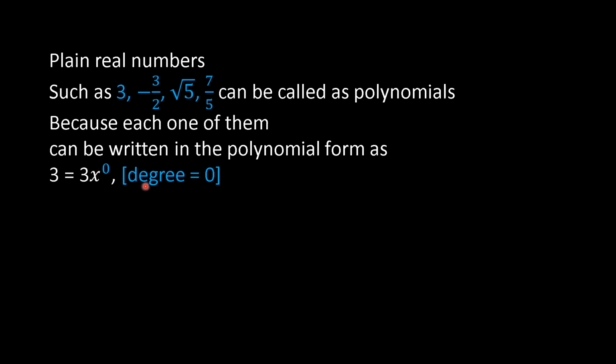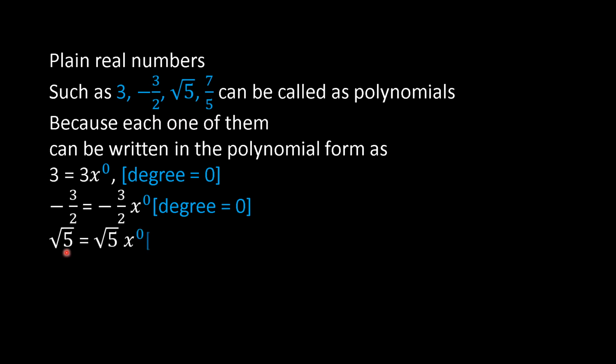Here, the degree of this polynomial is 0. −3/2 can be written as −(3/2)x⁰. Here also the degree is 0. √5 can be written as √5 x⁰. The degree is 0 here. And finally 7/5 can be written as (7/5)x⁰. Here the degree is 0.